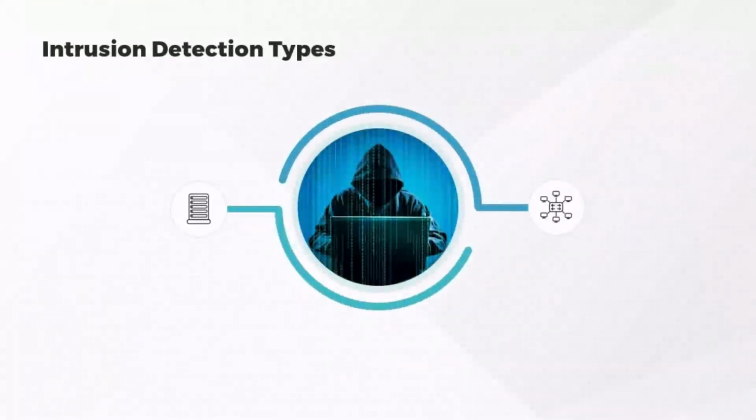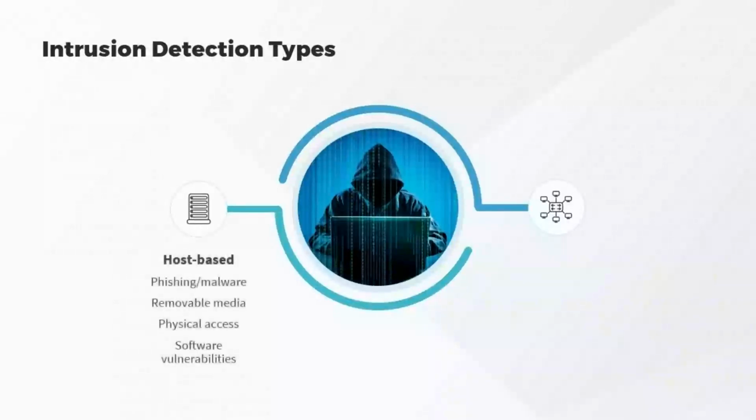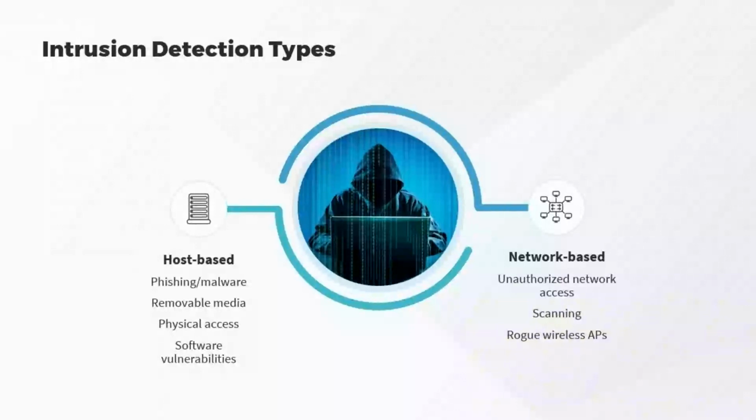Now there are two primary intrusion detection types. There are those at the host level and then at the network level. At the host-based intrusion detection level, we're talking about detecting things like phishing email messages or malware infections, maybe suspicious files that are on removable media like USB thumb drives. We also want to be able to detect physical access to a device.